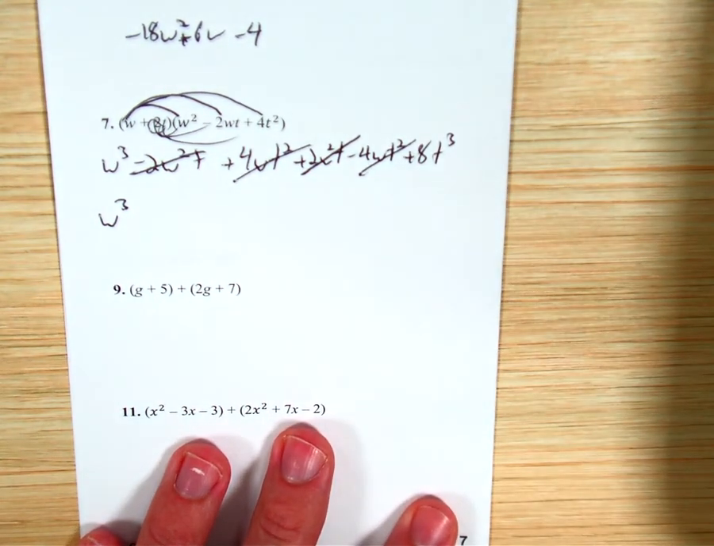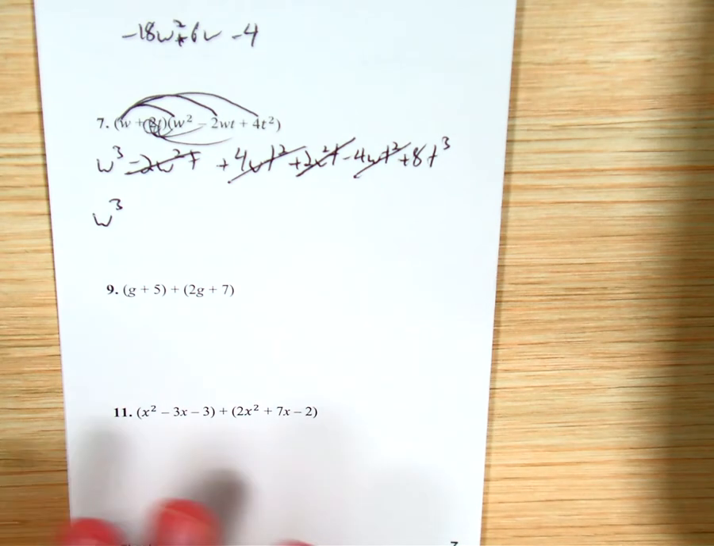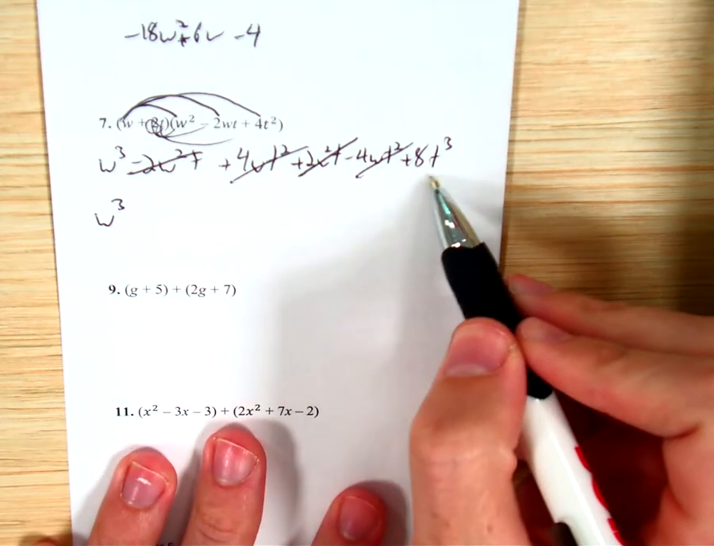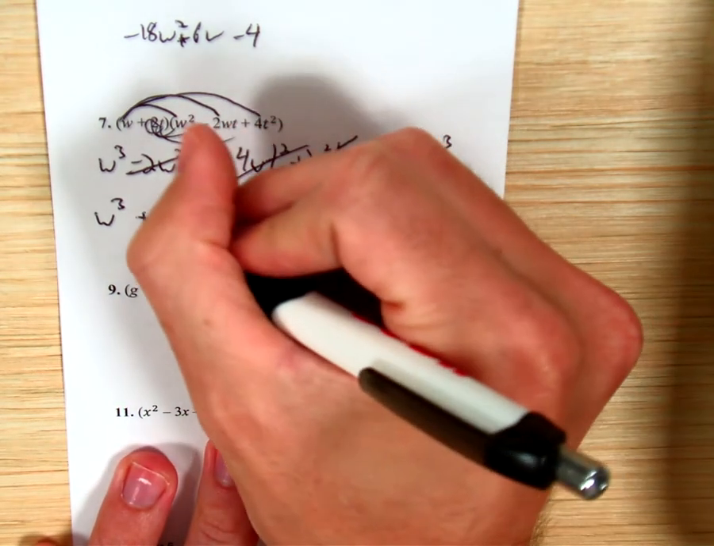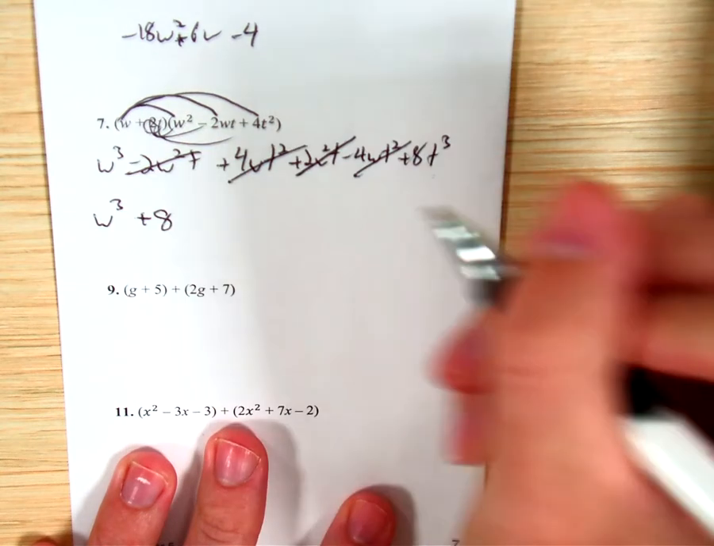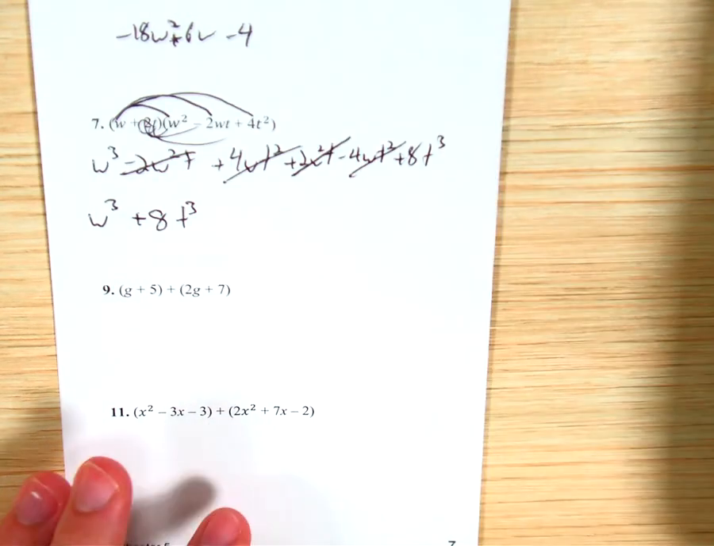Okay, that's not how it's going to happen every time, guys. You might have to actually combine those and get stuff in the middle. That's just how it worked out this time. And then we have our 8t to the third.